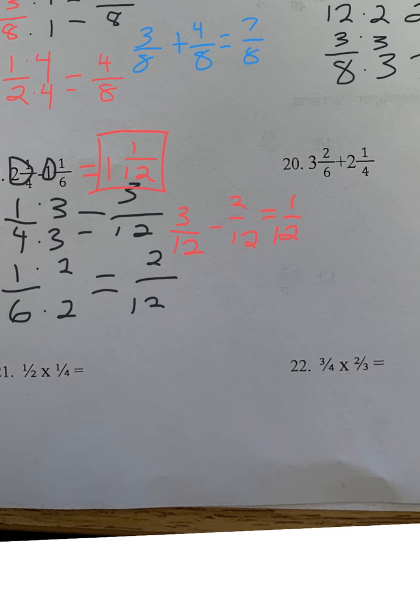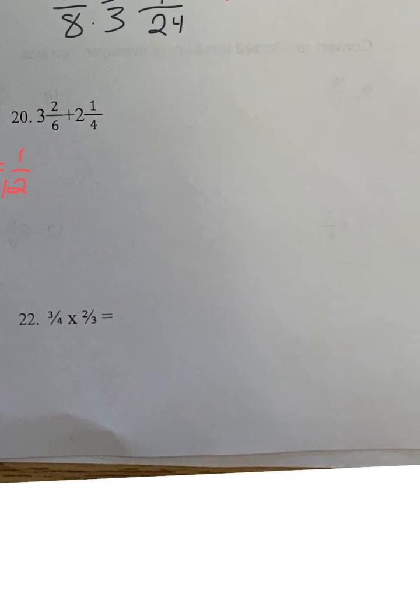All right, now I'm going to move to question 20. This one is both mixed numbers, and what I'm going to do is change these into improper fractions. 3 times 6, the dot is multiplication. 3 times 6 is 18, plus 2 is 20 over 6, plus, whoa, that's division, plus, and then 2 times 4 is 8, plus 1 is 9 over 4. I'm going to find a common denominator of 6 and 4, and the smallest one is going to be 12. I'm going to write it vertically, 20 over 6 and 9 over 4.